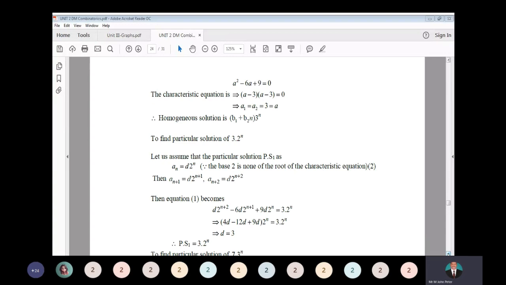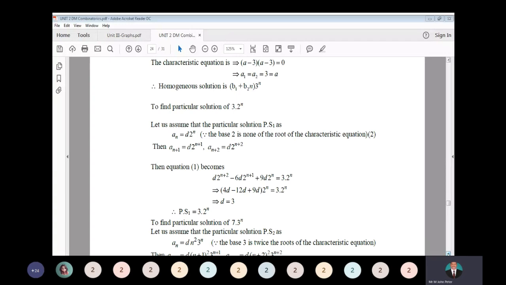So a(n+1) is equal to d into 2 power n+1, a(n+2) is equal to d into 2 power n+2. So these values a(n+1), a(n+2), replace it in the given equation, you will get d into 2 power n+2 minus 6 into d into 2 power n+1 plus 9 into d into 2 power n, that's equal to 3 into 2 power n.